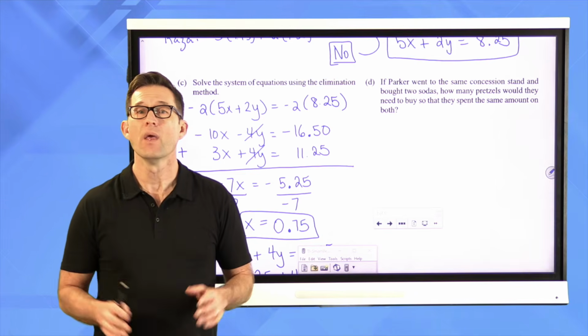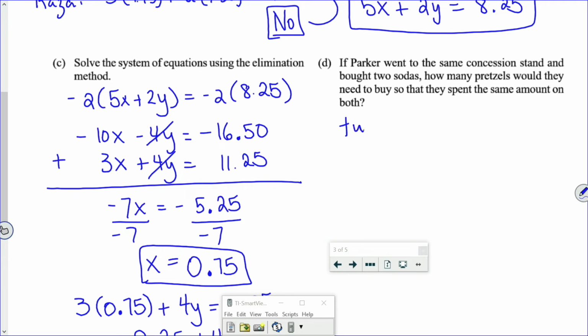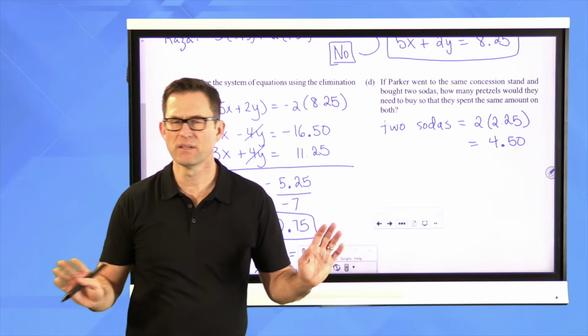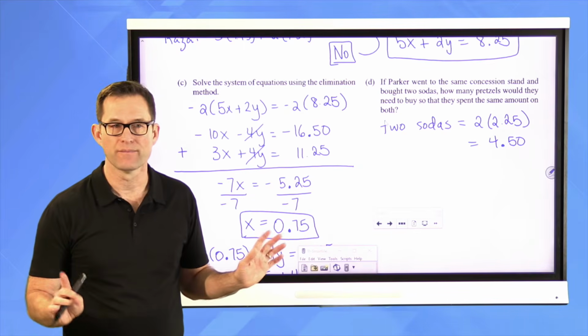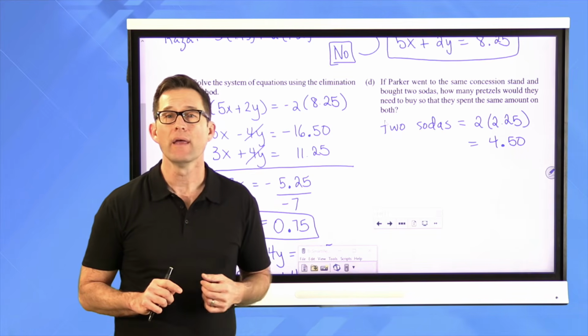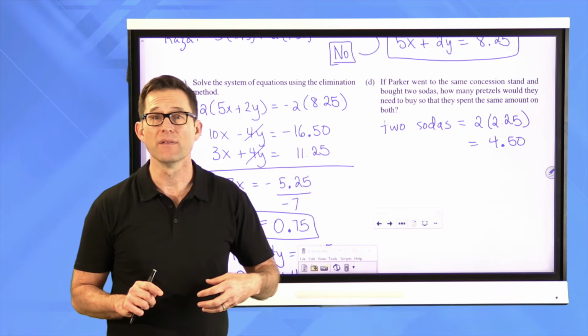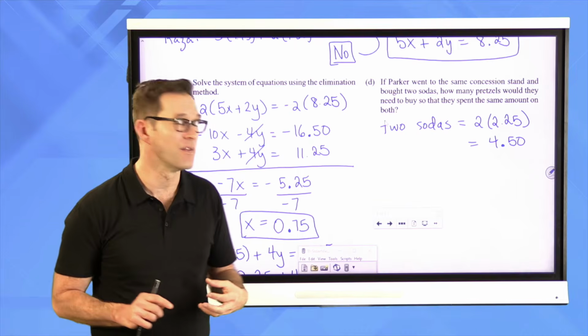All right, so Parker bought 2 sodas. How much would that cost? Well, 2 times 2.25 from before. So Parker spent $4.50 on sodas. And that's all I know so far. We want to know how many pretzels Parker would have had to have bought in order for them to have spent the same amount on the pretzels as they did on the sodas.